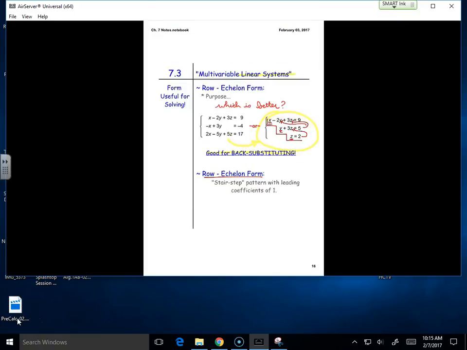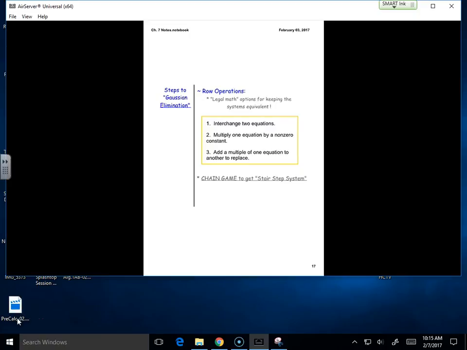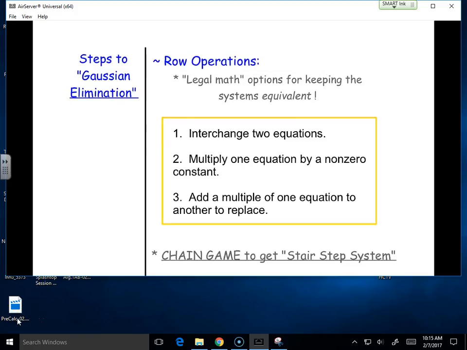You guys ready? Long story short, we need to make sure the systems stay equivalent. If they don't stay equivalent, if we make an illegal math move, then we've just messed up the whole thing, right? So we need to make sure the systems stay equivalent. We can do that by what is called, for matrices, row operations, but it kind of applies for systems of equations as well. Snazzy term for it: Gaussian elimination.